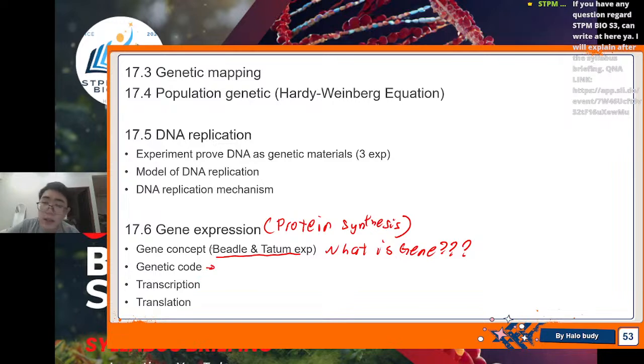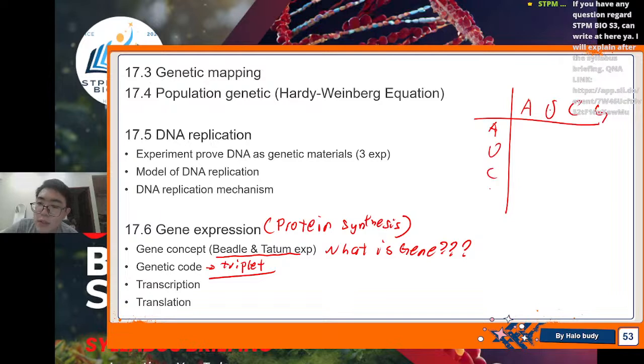So if you know that genetic code is the triplet one, dia memang occur dekat triplet. The reading of the genetic code is based on triplet one. So like if you see you will see got that one table right, AUCG, and then got another part AUCG. Why AUCG not ATCG? Because of RNA. Normally in genetic code we use RNA. RNA why? Because later you will know lah.